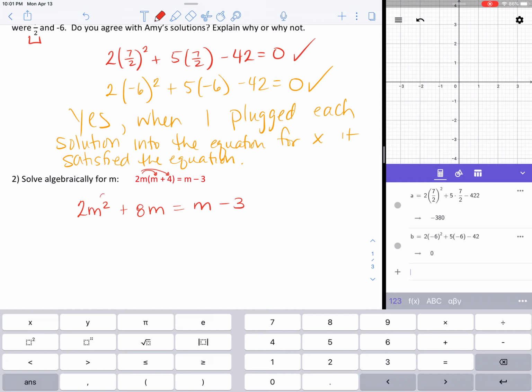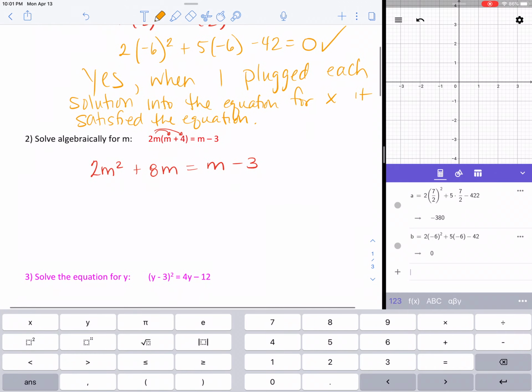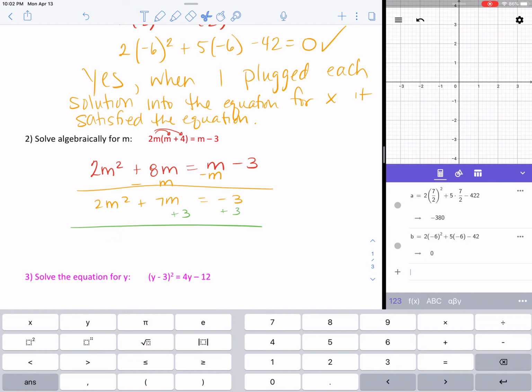Then once you see that there is an m squared, that's when you should identify this as a quadratic equation and know that you need to get it set equal to 0. So you should subtract the m from both sides, and now you would have 2m squared plus 7m equals negative 3. Add 3 to both sides. There's no like term.